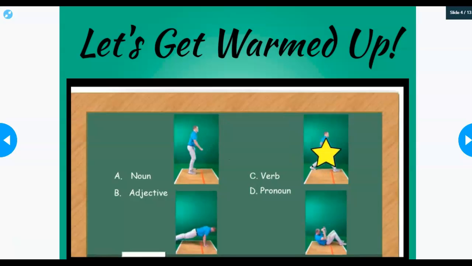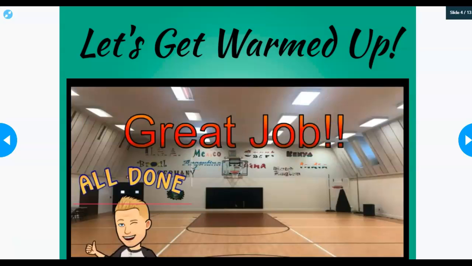Did you pick C, verb? If so, great job. If not, that's okay too. We learned something today. That is all for our warm-up. Great job, and let's get ready for an exciting lesson. Good job, everyone.